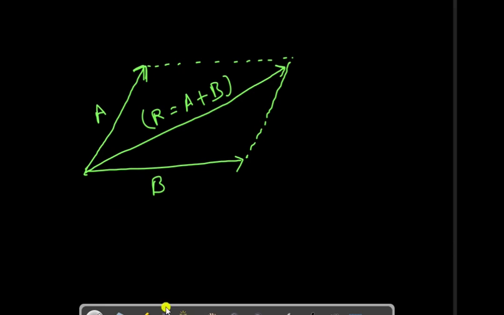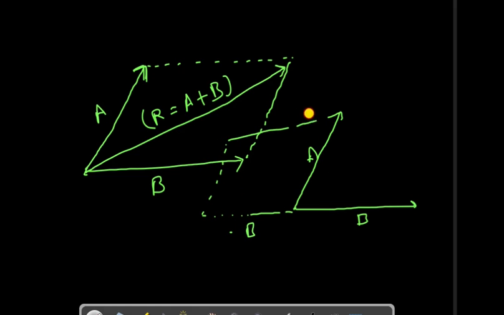I have to just, this one is a, and this one is b, then the opposite of b will be in this direction, this is minus b. Then the same thing I have to do, I have to make a parallelogram, and this diagonal will be the resultant of the difference between the two vectors. Got it?